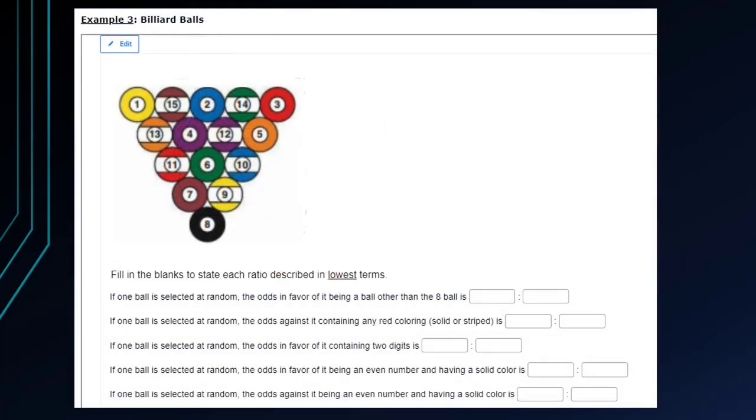For example 3, you're given these billiard balls and you're asked to find each ratio described in lowest terms. If one ball is selected at random, the odds in favor of it being a ball other than the 8 ball: there's only one 8 ball, and there are 14 other balls that are not the 8 ball.